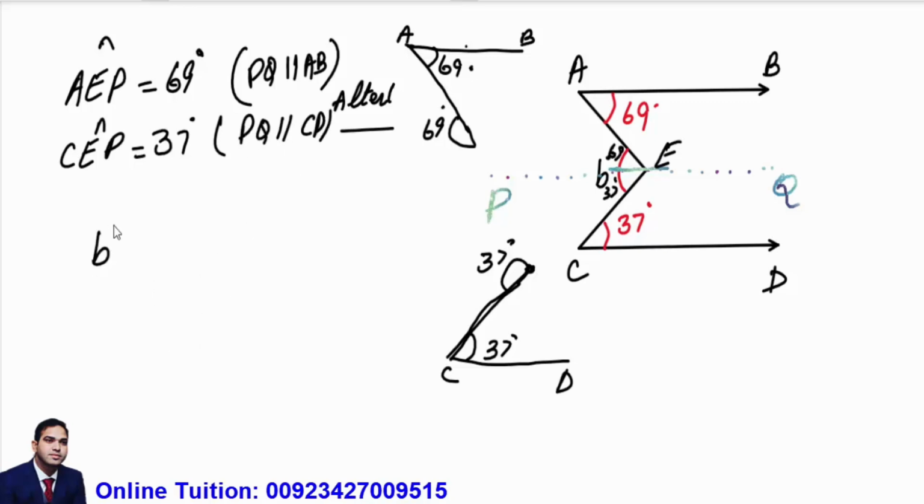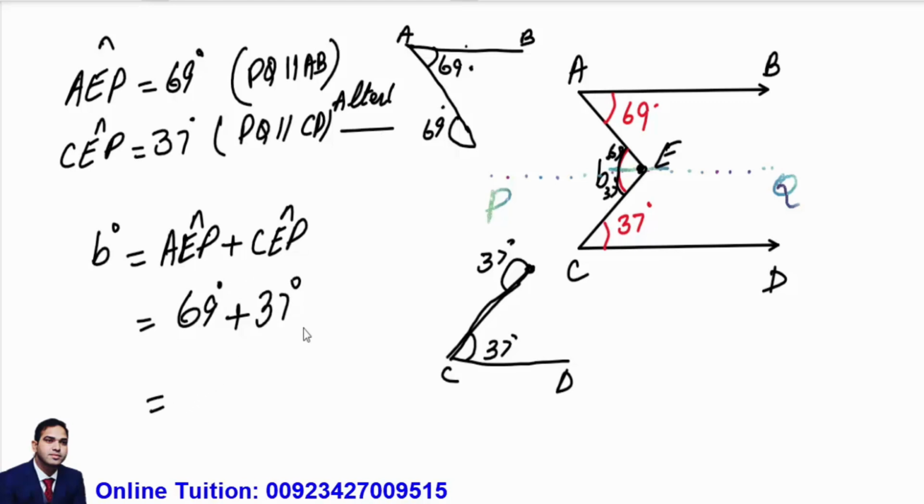Now angle B, what is this? This is the whole angle B at this point, and this is on a straight line. So angle B will be the addition of these two angles, AEP plus CEP. Now the value of AEP is 69 degrees, plus the value of CEP, you can say, is 37 degrees.